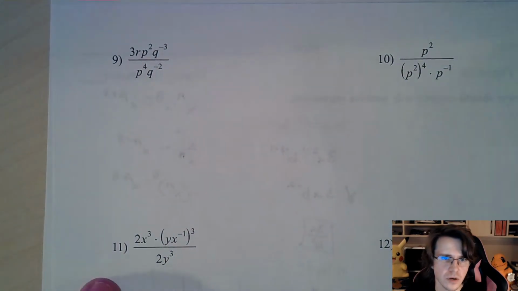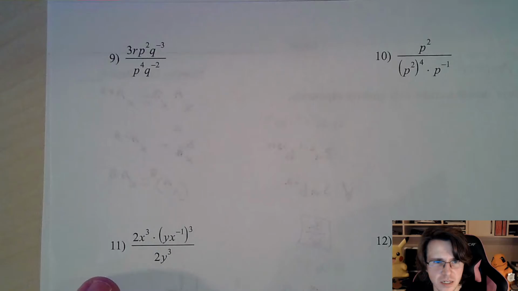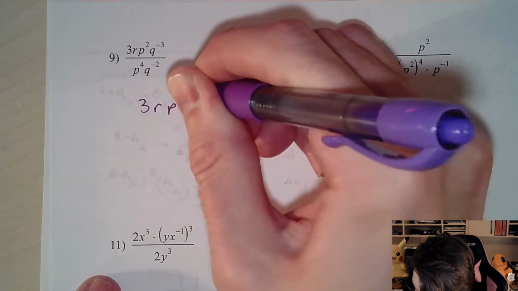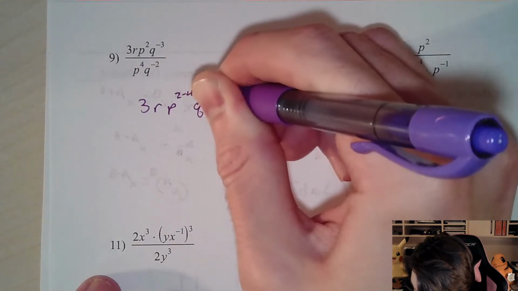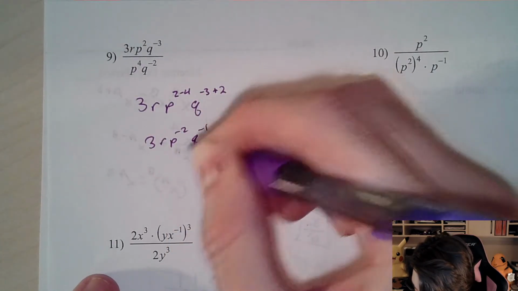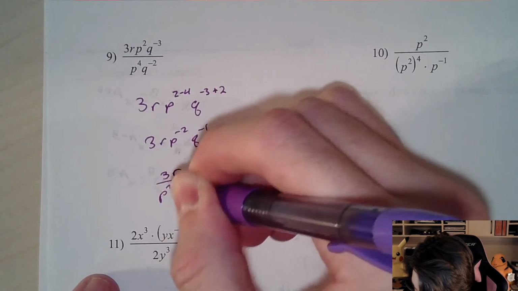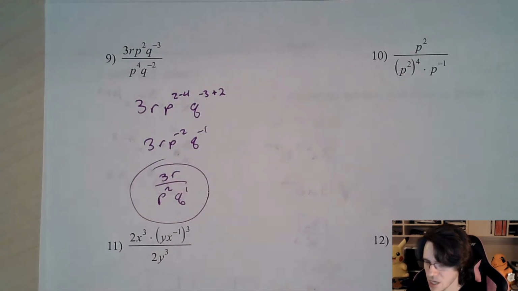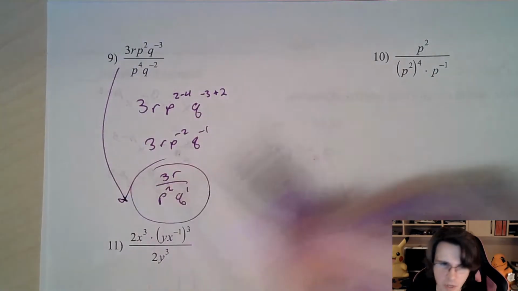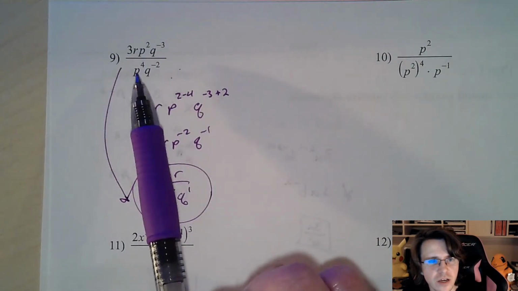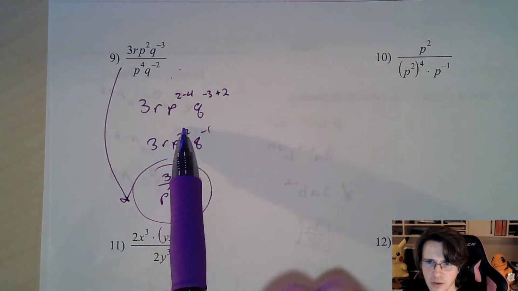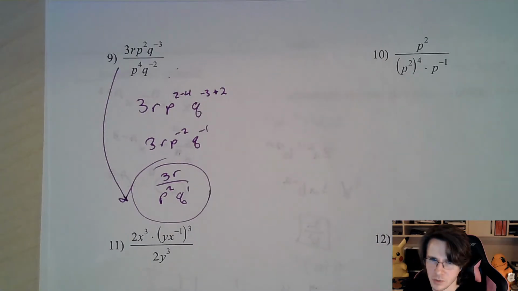Here we go. So for this one, same exact ideas as the previous one. So we have 3r p to the 2 minus 4 q to the negative 3 plus 2, 3r p to the negative 2, q to the negative 1, 3r p squared on the bottom, q. Here we didn't actually have to write the 1. FYI, in terms of you doing the problem intelligently, I actually would have jumped right to this answer myself, and the reason why is because if it's on the bottom, you could just do 4 minus 2 because you knew it was going to be a negative anyways. So I'll show you what I mean when I do that in the next question.